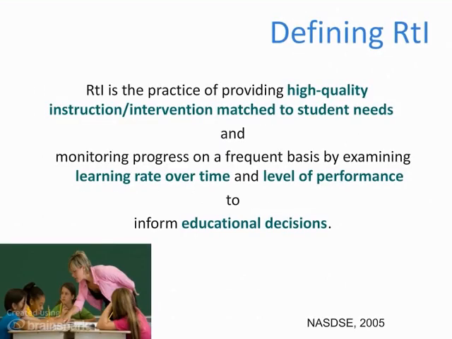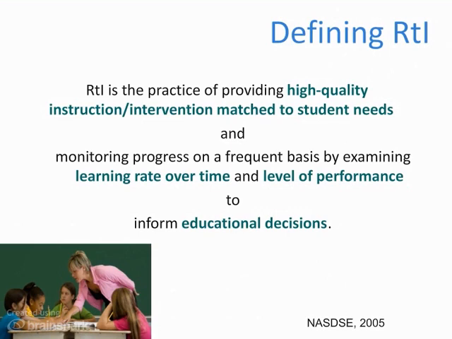This is the definition of RTI, response to intervention, from the National Association of State Directors of Special Education. And when we're talking about high quality instruction, we're talking about scientifically research-based instruction that is taught with fidelity, because this gives us confidence that it will be effective with a large majority of students.